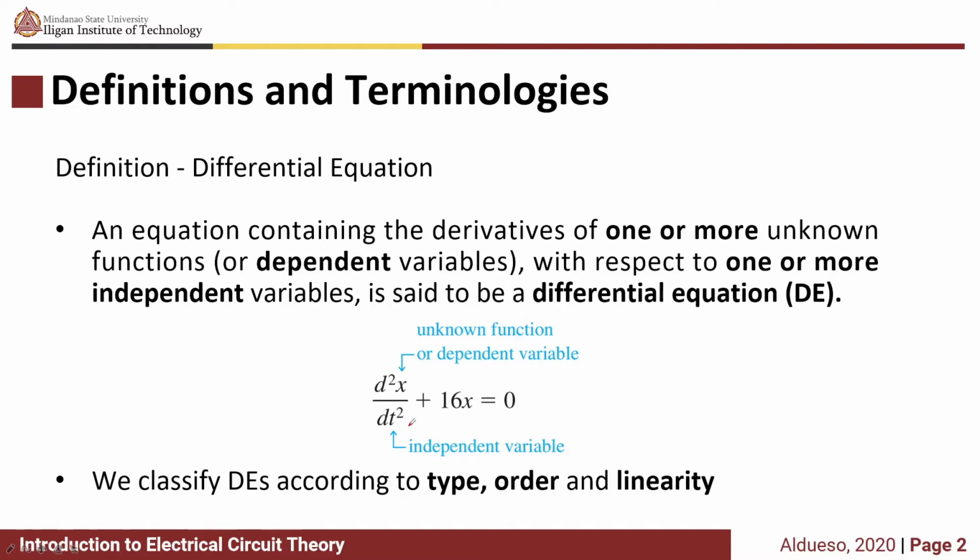So looking at this equation, our dependent variable here is x. The independent variable is t, which means the value of x depends upon the value of t. We classify differential equations according to type, order, and linearity.